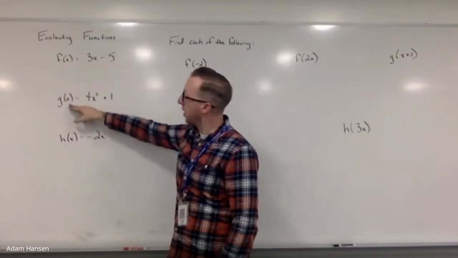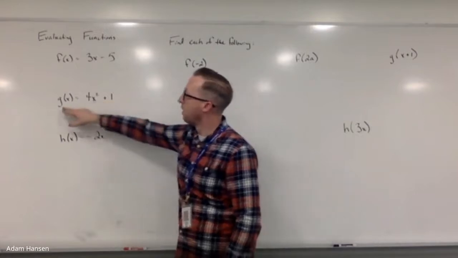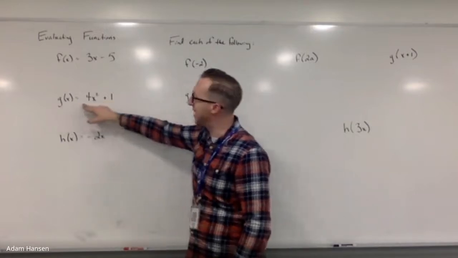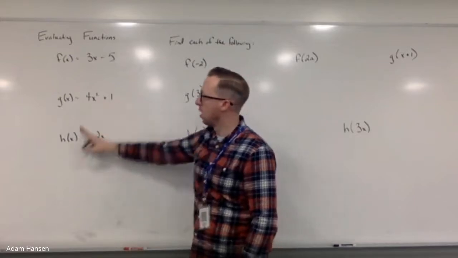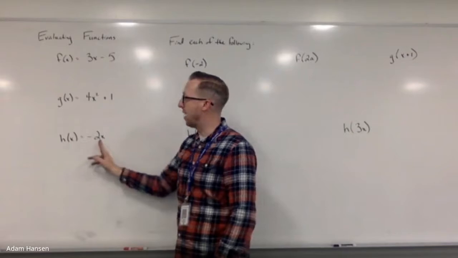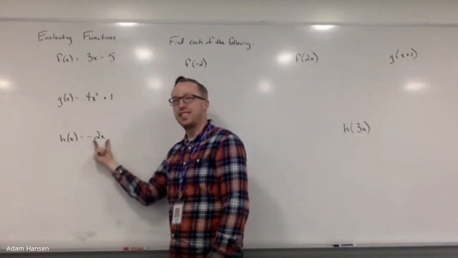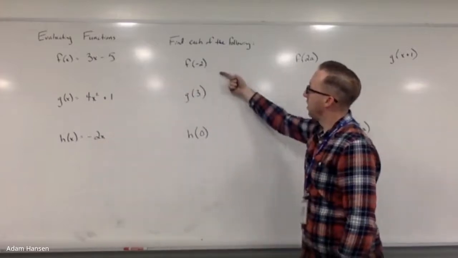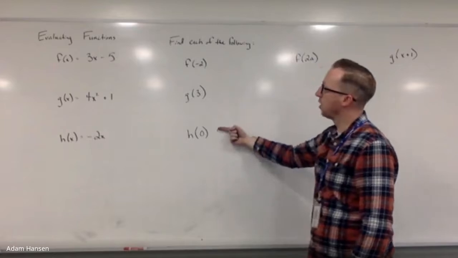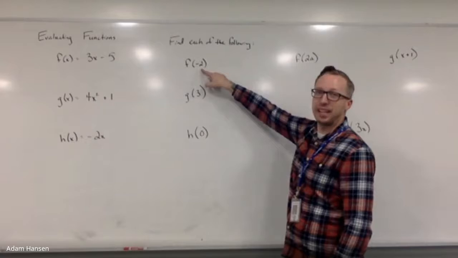For function g of x, that's going to be given as 4x squared plus 1. Function g is naming this expression 4x squared plus 1, for example. H of x is now given as negative 2x. Function h of x references this expression, negative 2x. We have different evaluations to find.